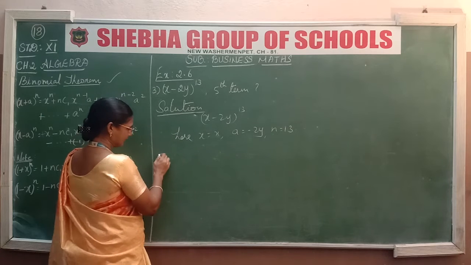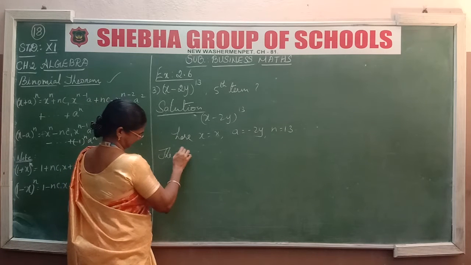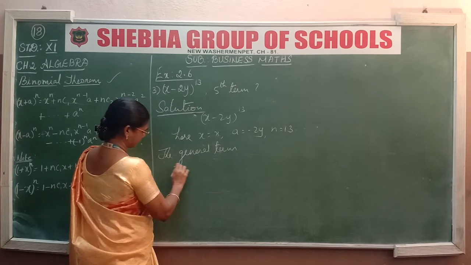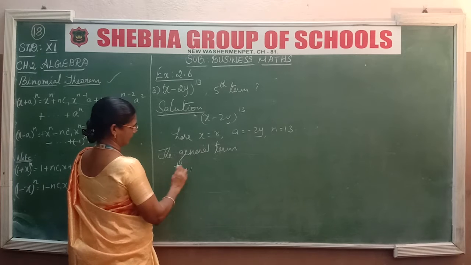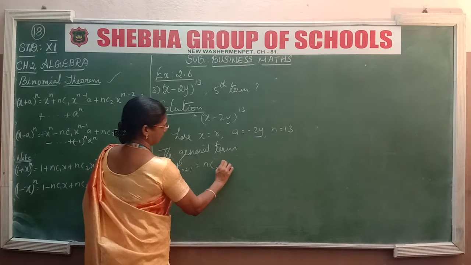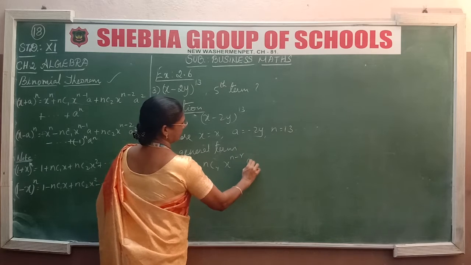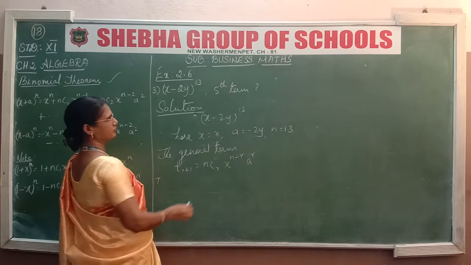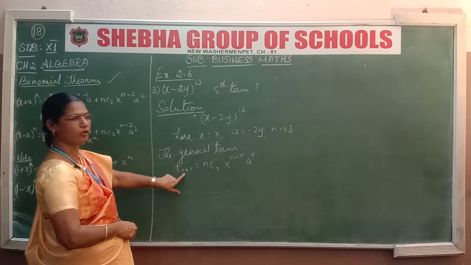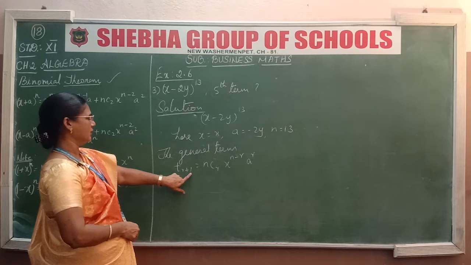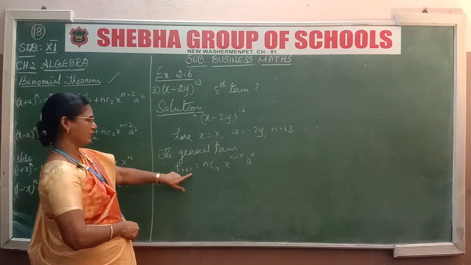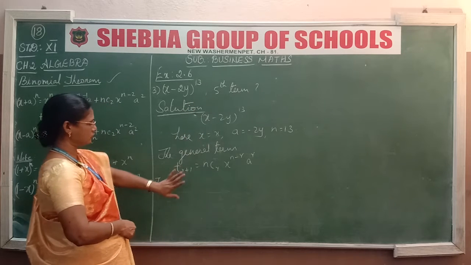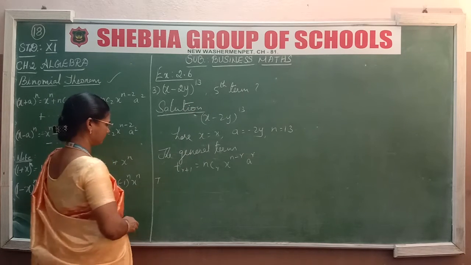Next write the general term. The general term formula is T(r plus 1) equals nCr x power n minus r into a power r. To find the fifth term, we substitute r is equal to 4. So 4 plus 1 is equal to 5, isn't it? So we should put r equal to 4. Suppose they ask for the sixth term, we should substitute r is equal to 5. Like that.